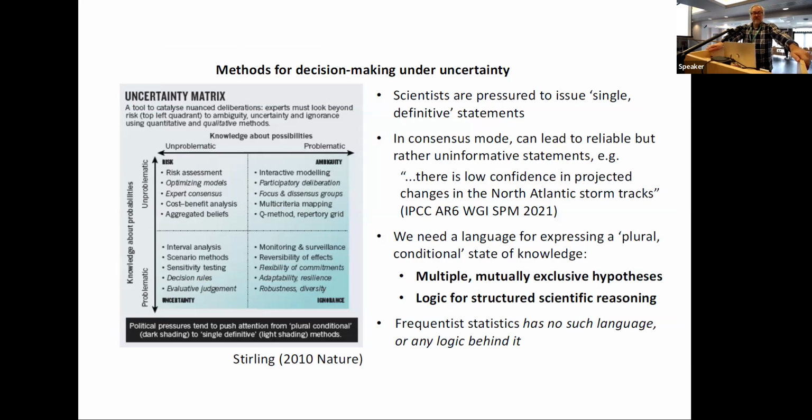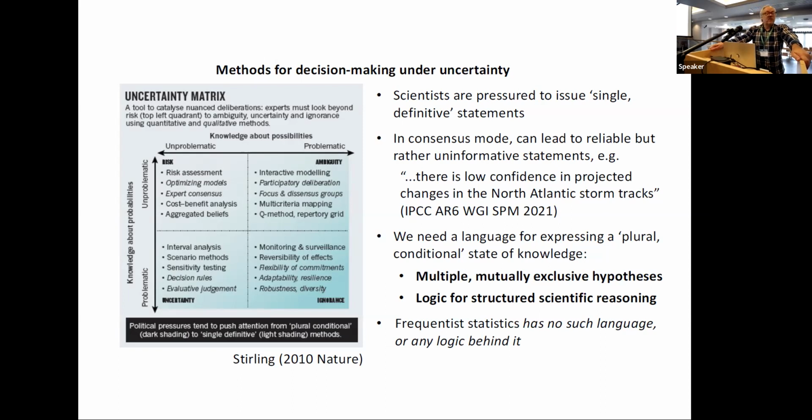uncertainties. And this is from an essay by Andy Stirling in Nature. It's not about weather or climate. It's much more general. And he had this uncertainty matrix where he classified the two axes: the knowledge about the possibilities, unproblematic or problematic, and the knowledge about the probabilities, unproblematic or problematic.